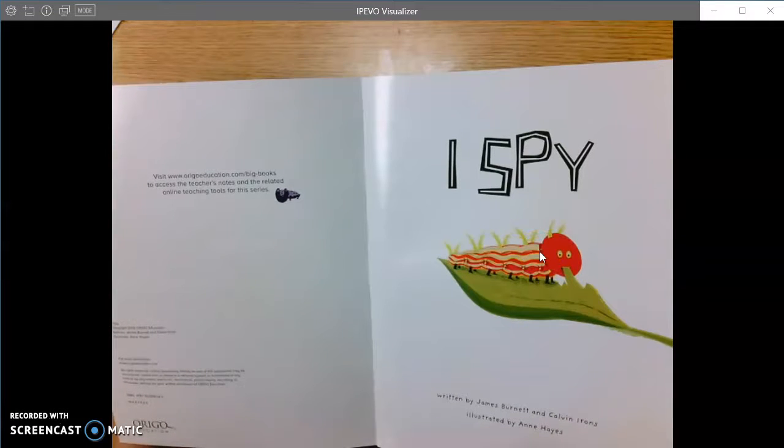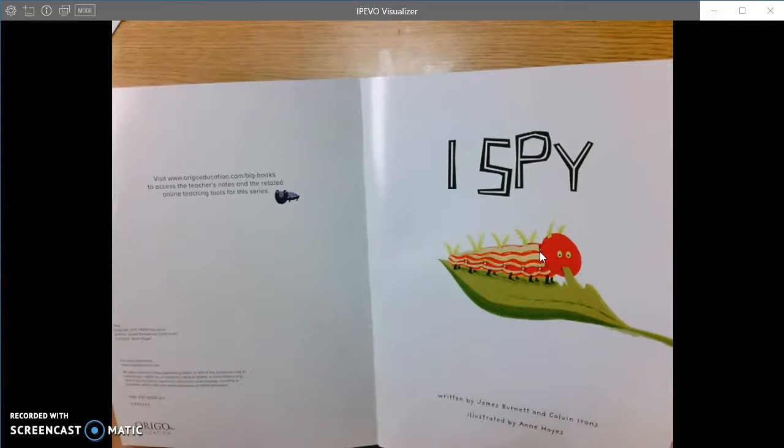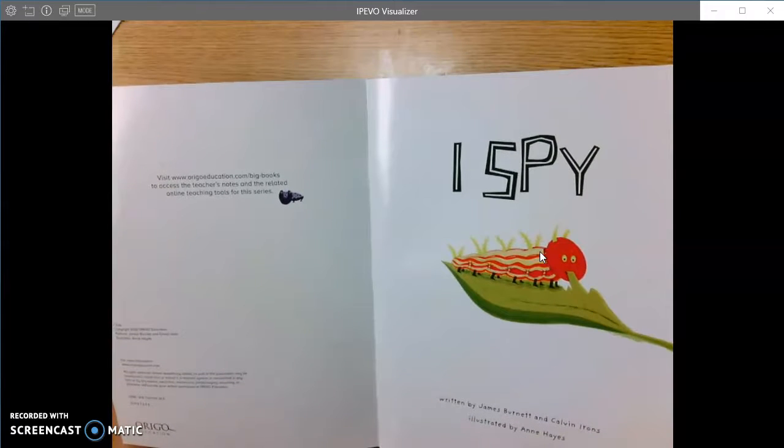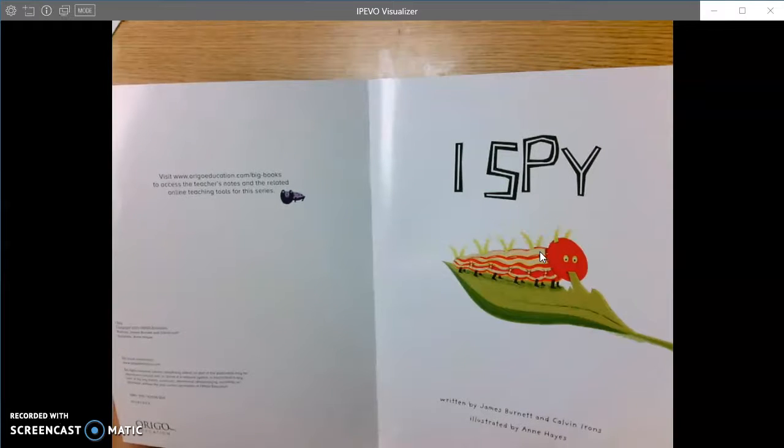In this week we're going to be learning some positional words. These are words like above, on top of, below, underneath, in the middle, left, and right. They're words that tell us where something is in relation to something else. We're going to start by reading this book called I Spy, and then afterwards our activity is going to be to do a couple pages in our Stepping Stones workbook.